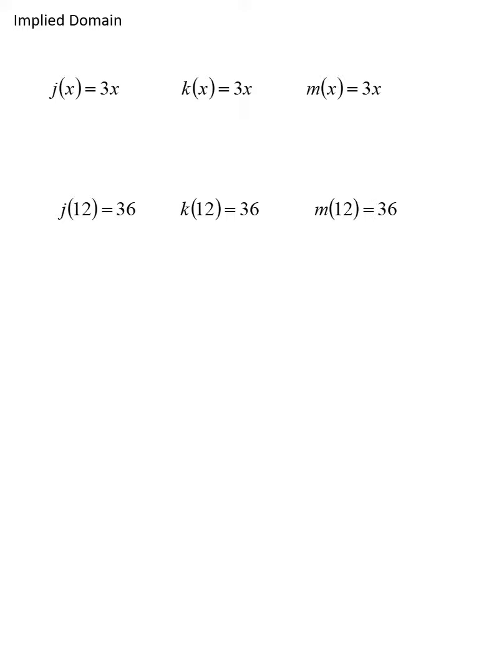Let's talk about the concept of implied domain. We'll get to that in a moment. First, let's consider the following 3 functions. Now, these functions appear to be the same, other than the fact that they have different names. One's called j, one's called k, and one's called m. For example, if I asked what j of 12 was, you would probably say 36, because j is the function that multiplies the input by 3. 12 times 3 is 36. Well, likewise, k of 12 is 36, and m of 12 is 36.